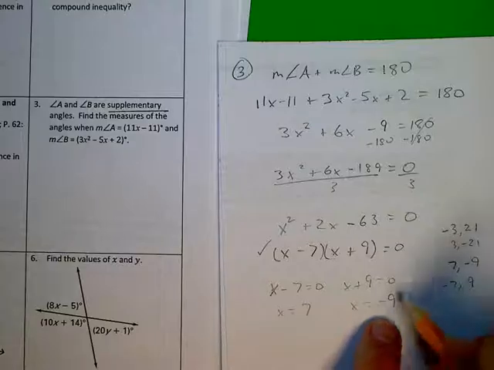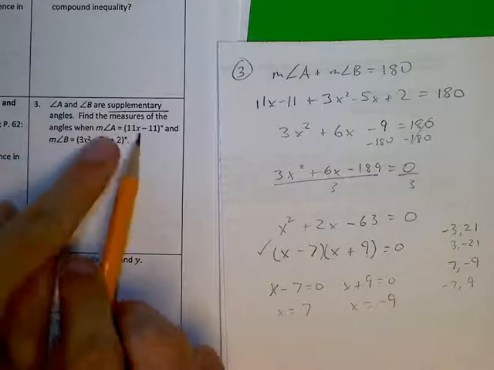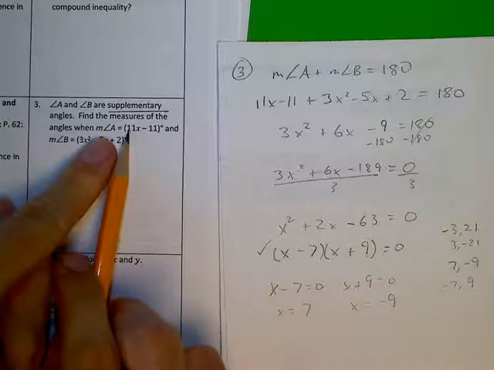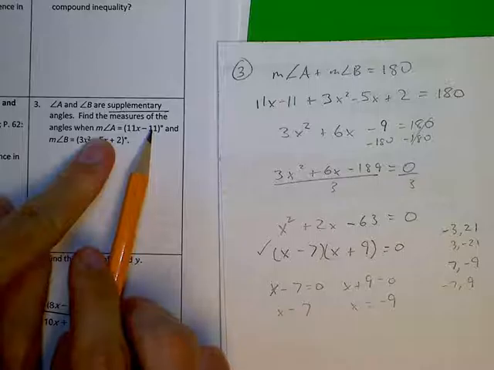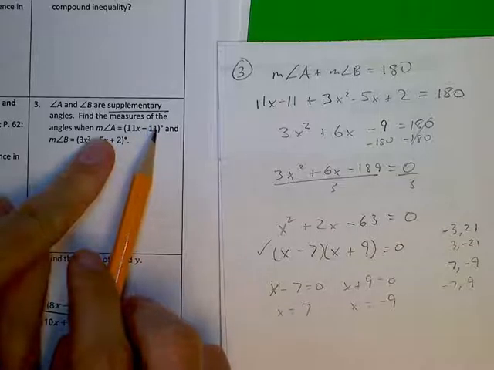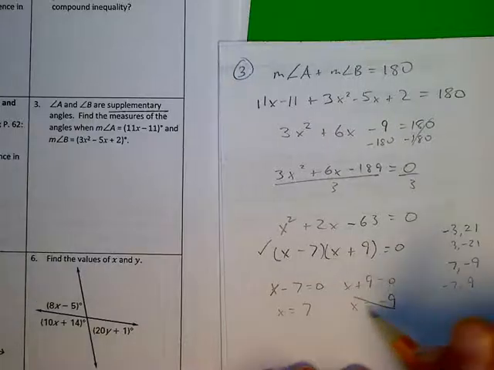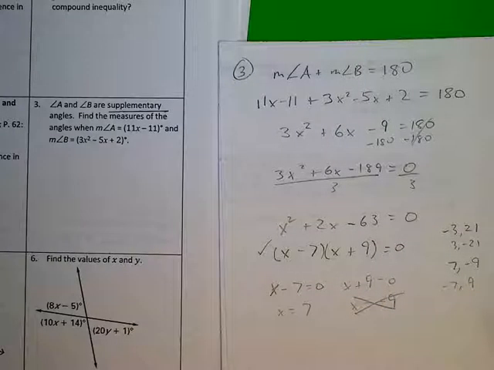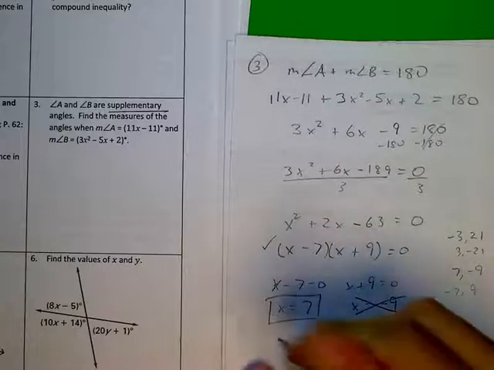And if I try to plug in negative 9 for my x, you'll see I get a measure of angle A. That would be 11 times negative 9, negative 99 minus 11, so negative 110. Would that be a good measurement for angle A? No, it would not. We shouldn't have any negative angle measurements. So x equals 7 should be the one that works. Let's check.